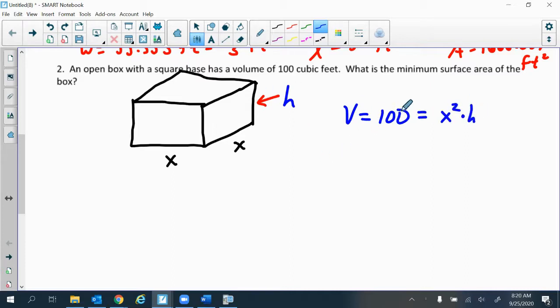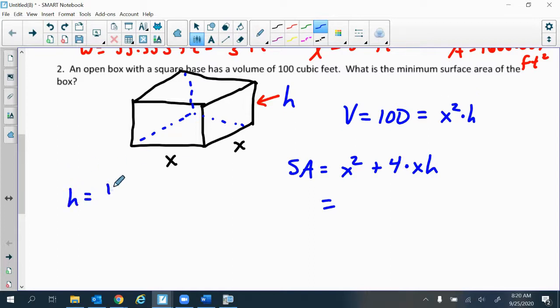And then I also know that I want to find the minimum surface area. So I'm going to make an equation for surface area. So there is one floor of this that has area x squared. And then there are 4 sides to this that all have area x times h. So in order to figure out what this is going to look like, I'm going to solve this equation for h. So h equals 100 over x squared.